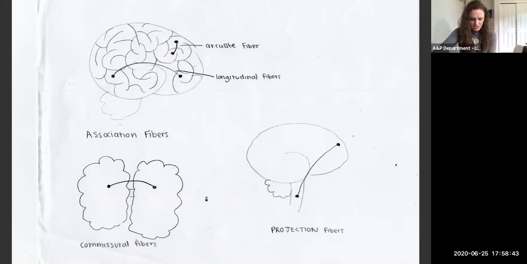And then projection fibers link your cerebral cortex down to your brainstem or diencephalon. So it can link, this just has it from the frontal lobe. It just goes from anywhere in the cerebrum down into that brainstem, diencephalon, all of those things we just talked about on the last picture. So those are fibers. This is how your brain communicates with itself or sends information back down to your spinal cord.